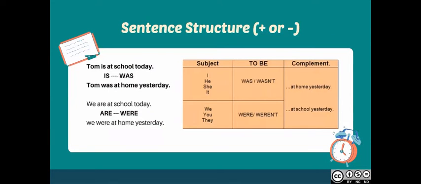The outcome is that the to be verb is changes into was, while are changes into were. Of course, this change will depend on the subject, in other words, the person that does the action. You can see the subjects and to be verb conjugation in both positive and negative sentences in the following chart.